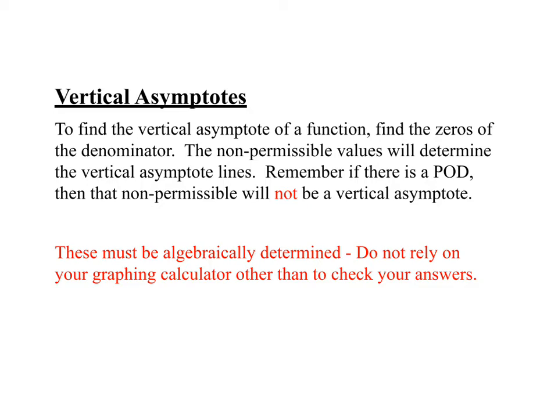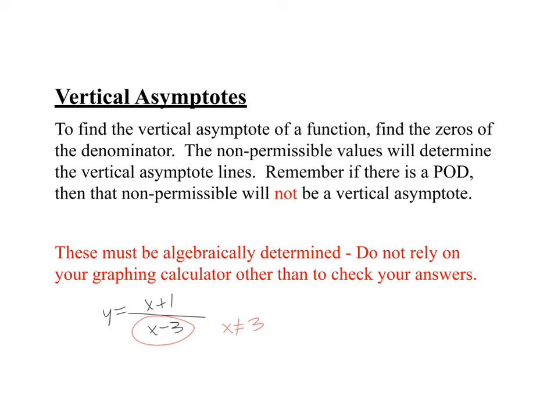So we'll start with vertical. Remember, vertical asymptotes occur whenever we have non-permissible values. When we're looking at a fraction, if I gave you something like x plus 1 divided by x minus 3, the problem is our denominator: if x was equal to 3, that would give us dividing by 0. So the easiest way to do it is just determine what your non-permissibles are, and that should be your vertical asymptotes.